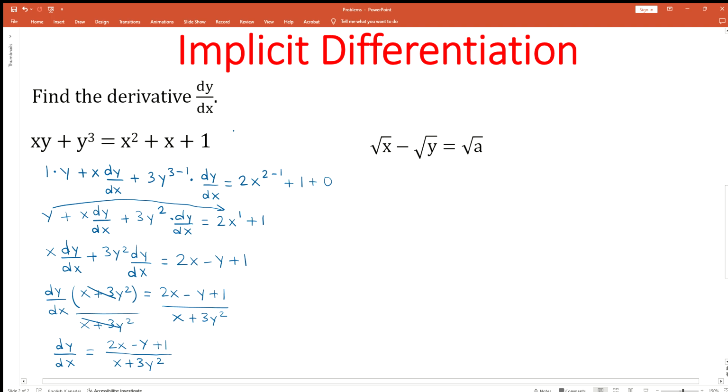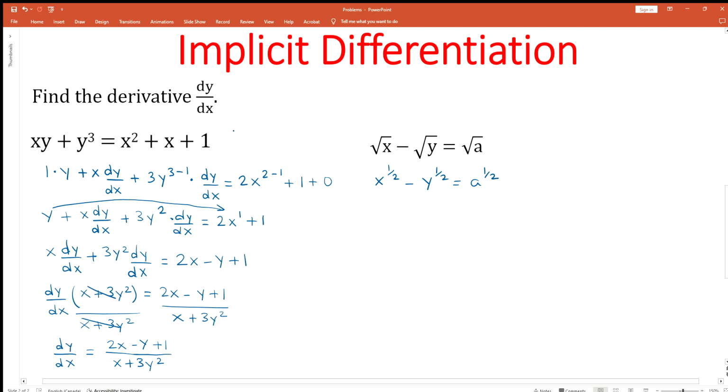Now we can find dy over dx for the second given equation. Square root of x minus square root of y is equal to square root of a. In this equation, there is a square root on y, so we should use implicit differentiation to find dy over dx for this equation. The first step is to change the radicals into rational exponents. We can change each square root into rational exponent 1 over 2. This will make it easy to find dy over dx.